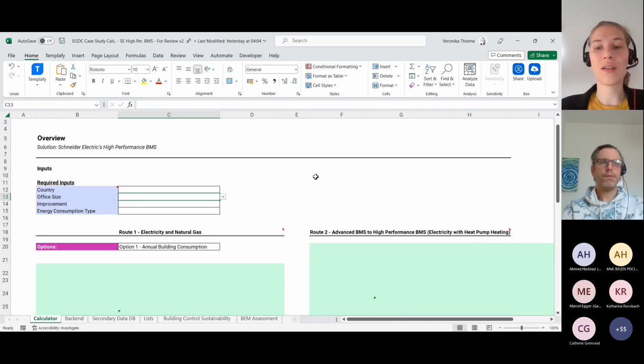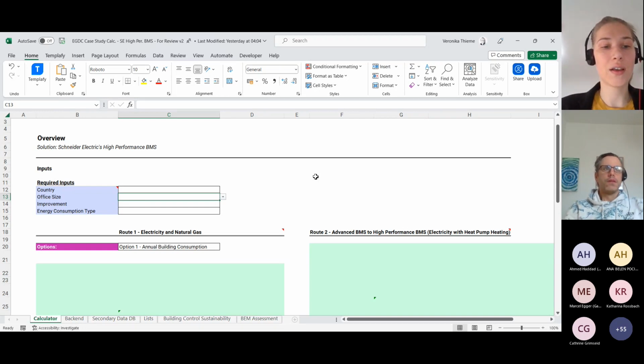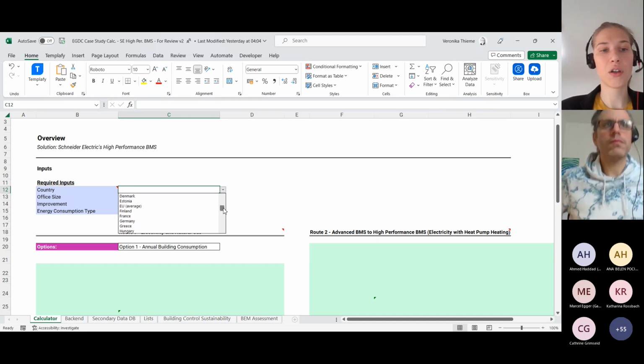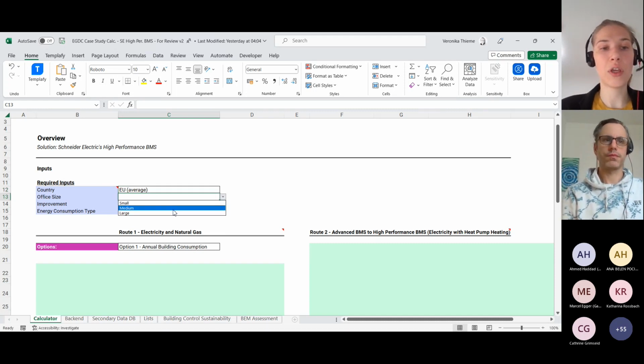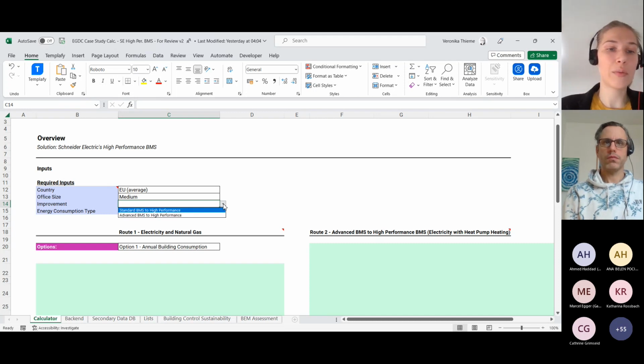Fantastic. Great. So the main tab within the calculator is this first tab here, which allows the user to select a number of input variables. So it allows you to select the specific country that you're looking at. You can then select the office size, so small, medium, large. But as I said, that is also something that you can then override at a later stage. It then allows you to select the reference scenario, so whether you're comparing the high performance system to a standard BMS system or to an advanced BMS system.